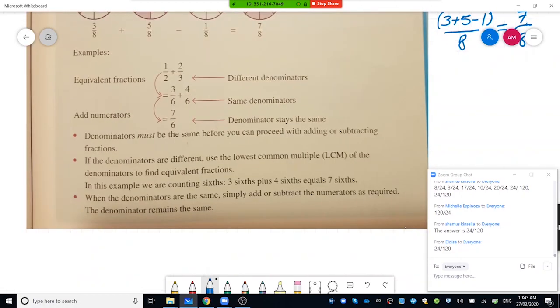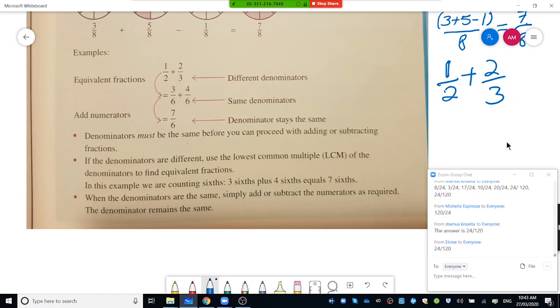I take the example which is given in this paper. You want to add 1 over 2 plus 2 over 3. If you see here, the denominators are not the same. The first denominator is 2 and the second denominator is 3. So you will have to make an equivalent fraction of these in a way that the denominator becomes the same.